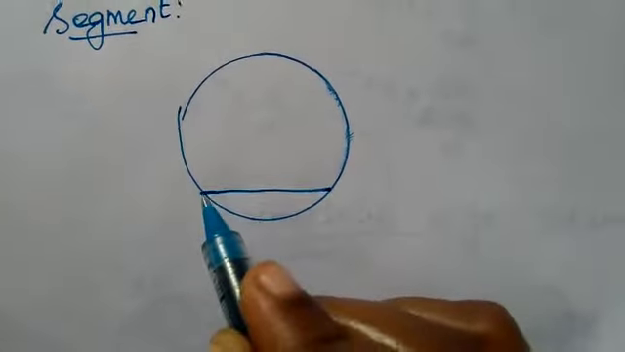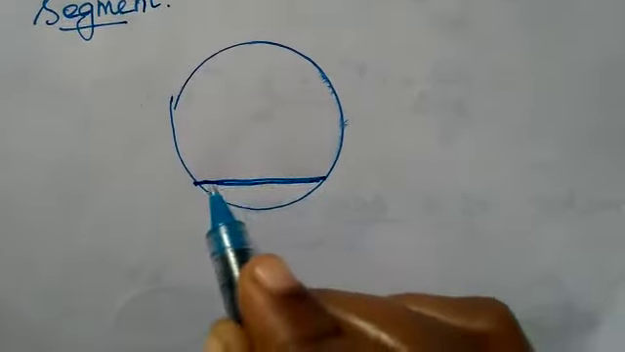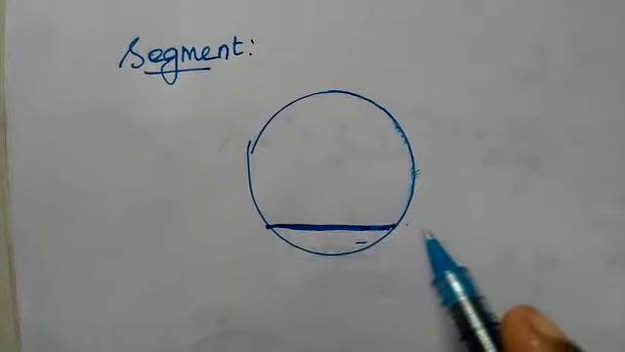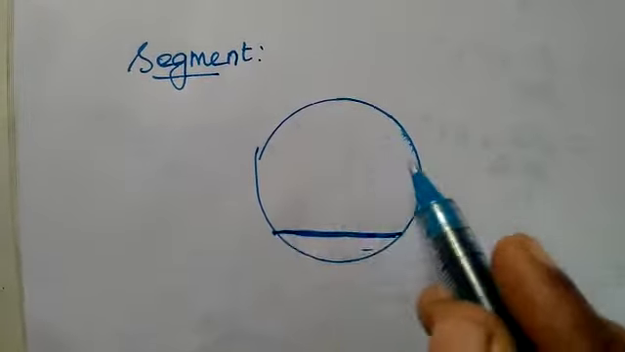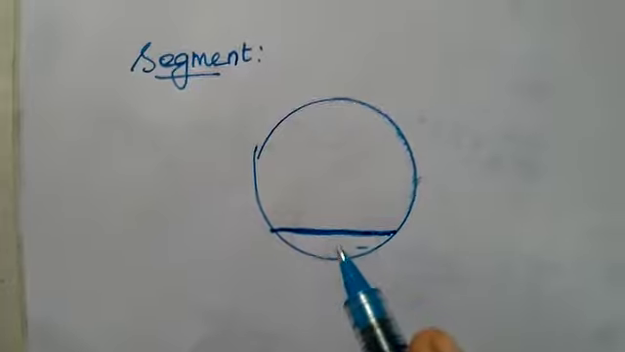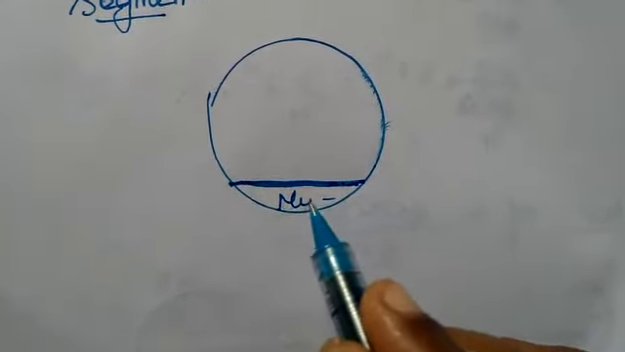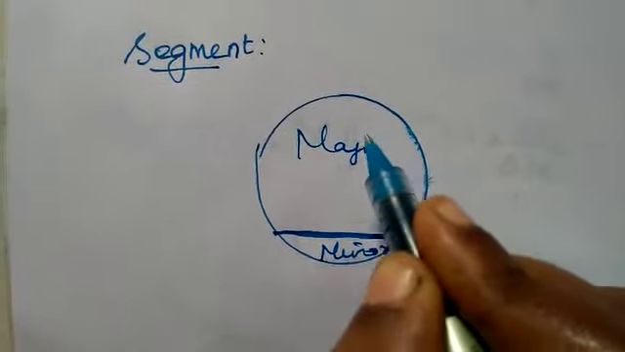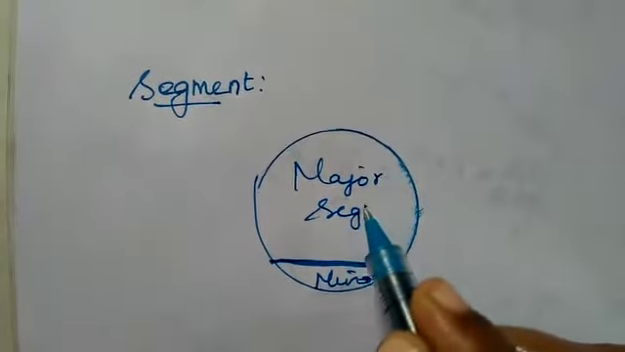Segment means what? Each part of a circle which is divided by a chord is called what? Segment. This one is the minor segment. The smaller part is called minor. This one is the major segment.